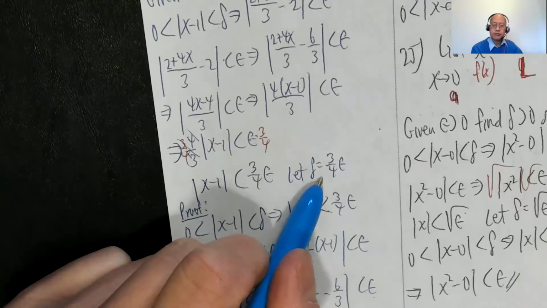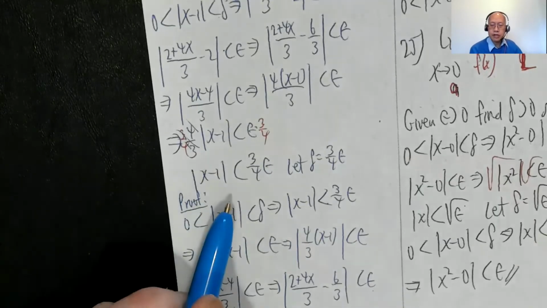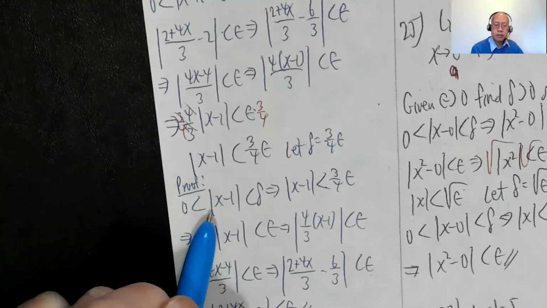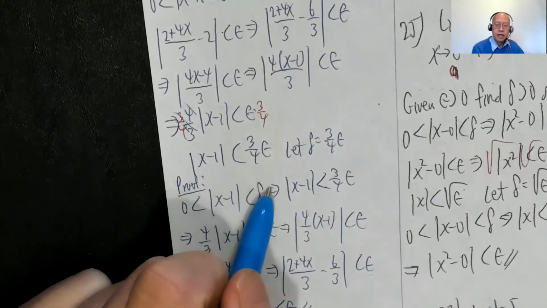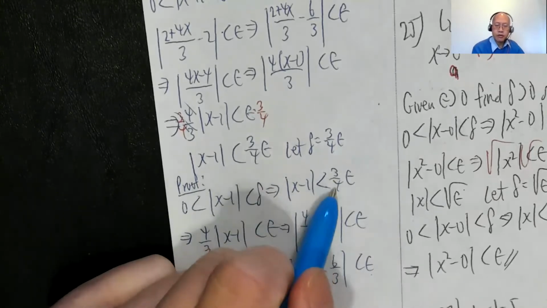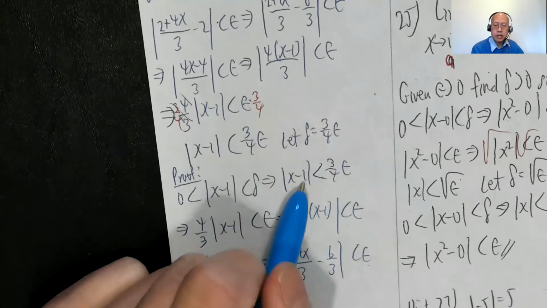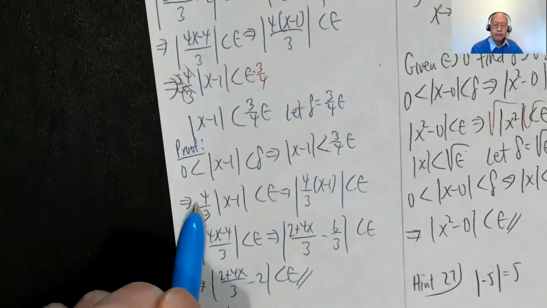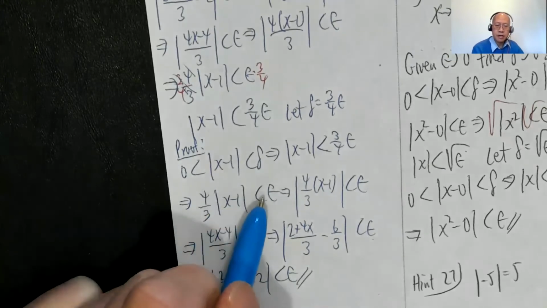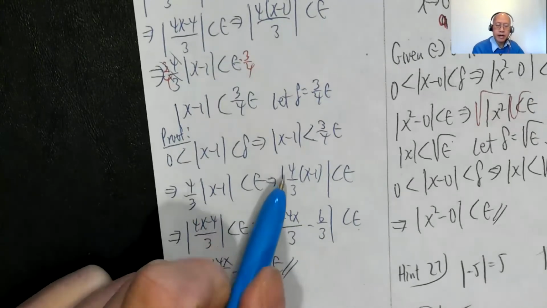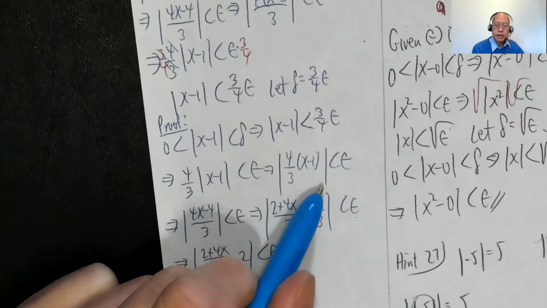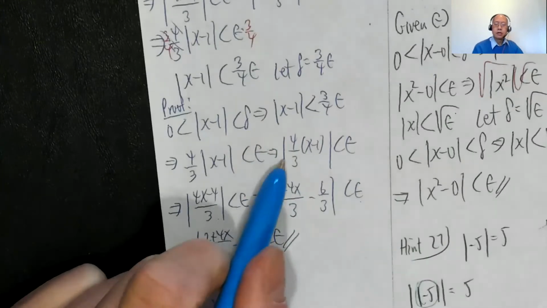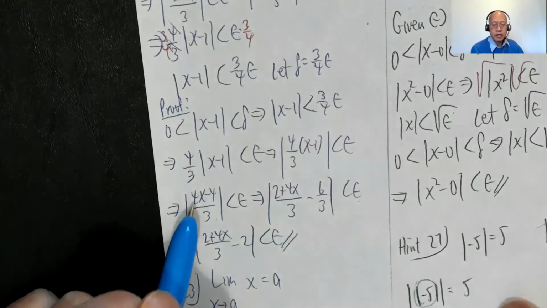Now for the actual proof. You sort of just retrace your steps. 0 less than absolute value of x minus 1 less than delta implies, change delta to 3/4 epsilon. Multiply both sides by 4/3. 4/3 times absolute value of x minus 1 is less than epsilon. Distribute the 4/3 back in. 4/3 times x minus 1, in absolute value, is less than epsilon. Distribute: 4x minus 4 over 3.